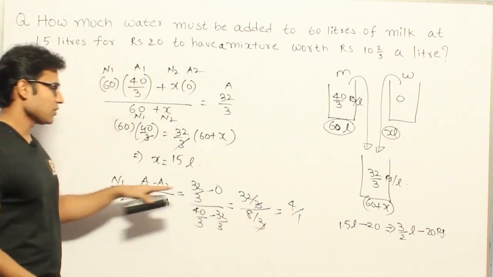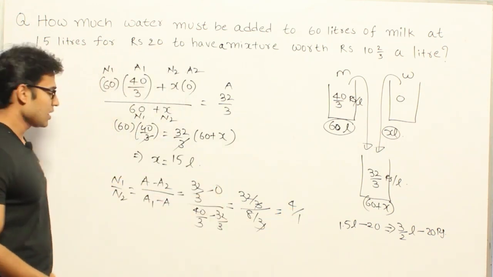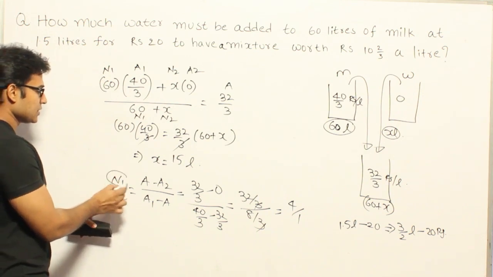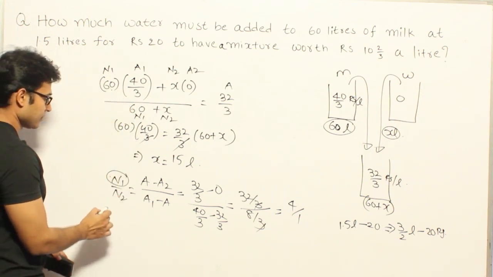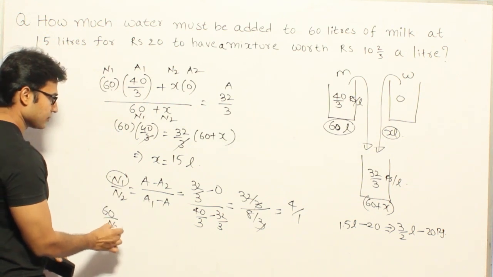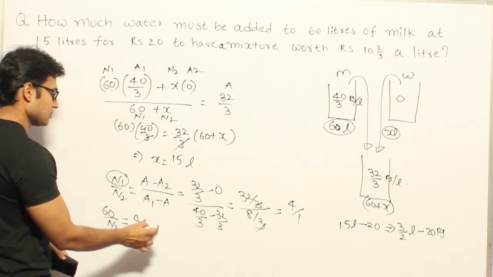So N1 is to N2 has to be in the ratio of 4:1, and we already know that N1 is 60 liters, isn't it? It is already given. So if you substitute 60 here, 60 by N2 equals 4/1. So what do you get?